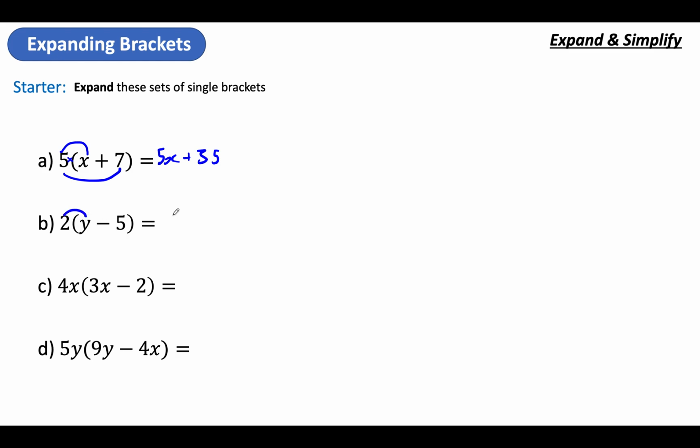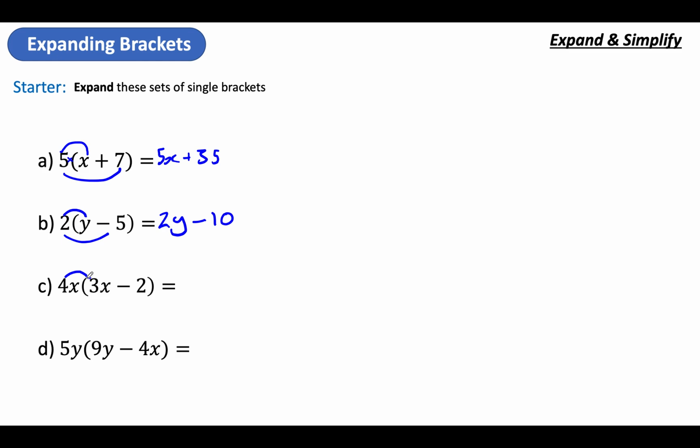And then 2 times y is 2y. And then 2 times the negative 5. So you've got a positive 2 times a negative 5. Well, positive times a negative leaves a negative answer. And 2 times 5 is 10. Remember, if the signs are mixed, so a positive and a negative, then it means that the answer is going to be negative. If the signs are the same, either two positives or a negative times a negative, then the answer is positive.